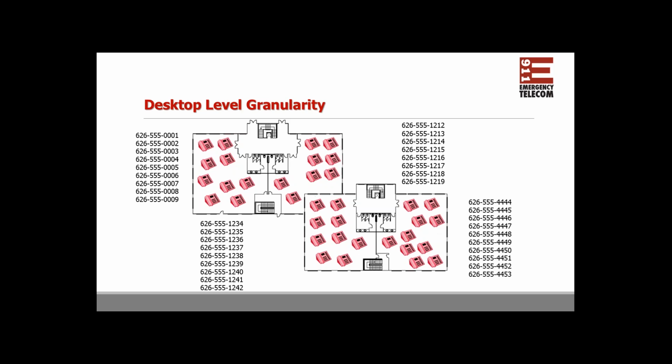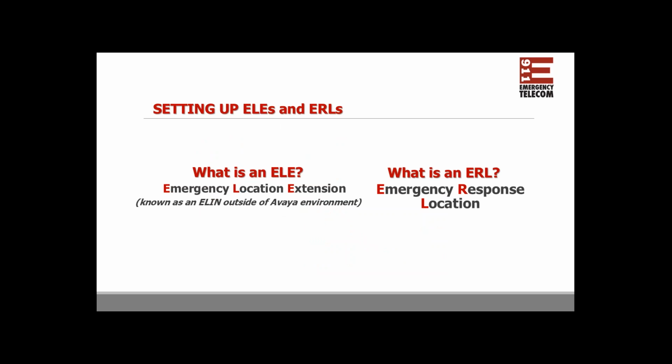The second level of service that a company would want to do for giving location information is what's called setting up ELEs, or emergency location extensions, and URLs. And what that is, a URL is just a zone, and it can be a floor, it can be a part of a floor, or it could actually be all the way down to a desktop level.